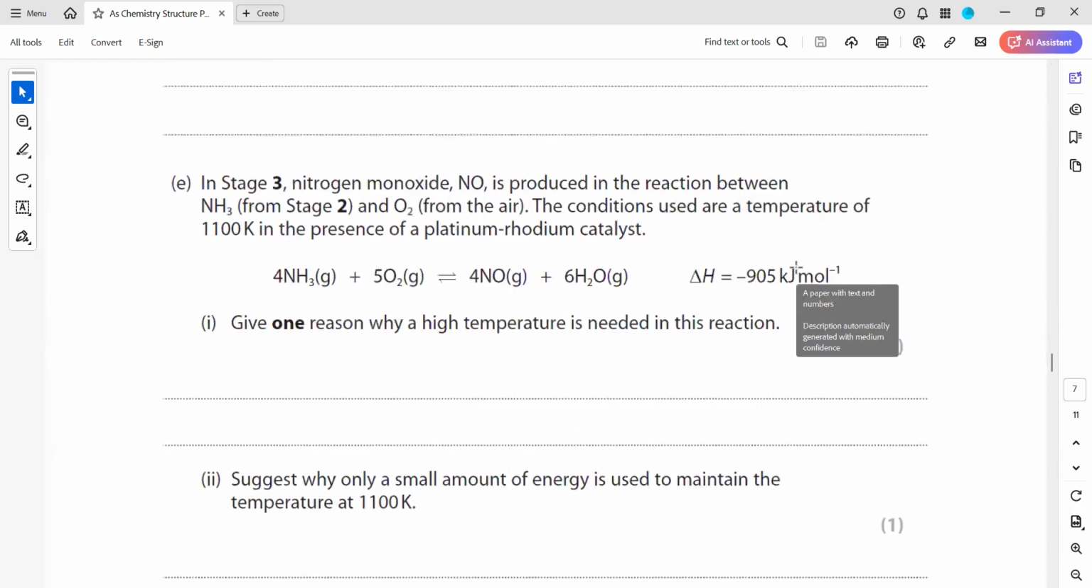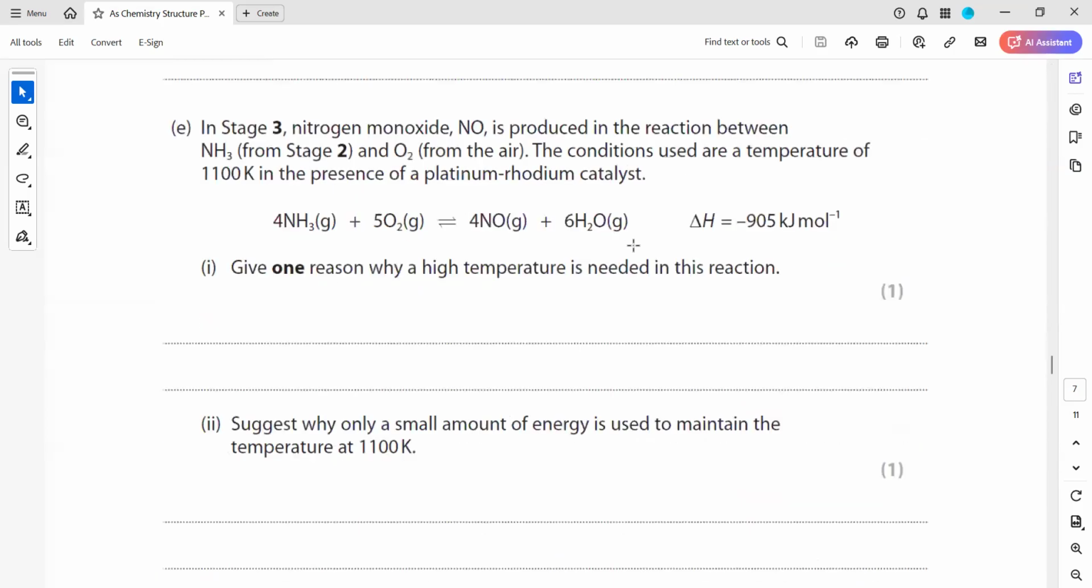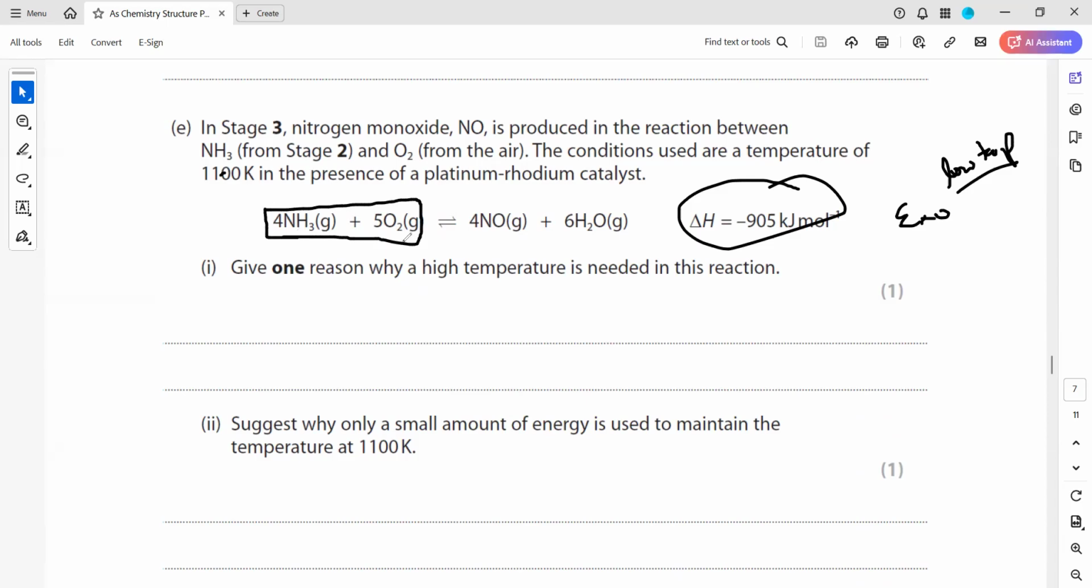E1: give one reason why a high temperature is needed in this reaction. As you can see, the forward reaction is exothermic. So if the forward reaction is exothermic, it prefers a low temperature. But why are we carrying it out at a high temperature? Then it refers to the inertness of the reactant, or you can also mention the activation energy. Like the reactants are inert, or you can say the activation energy is very high.